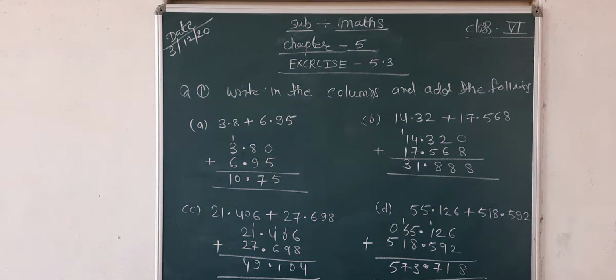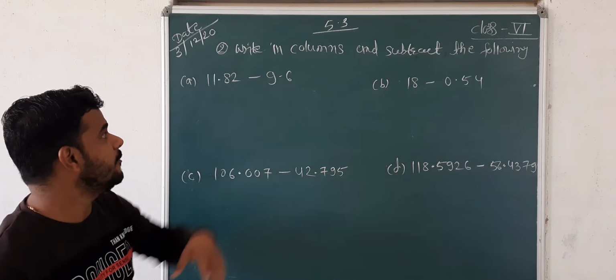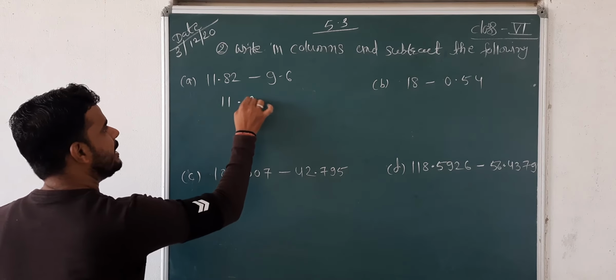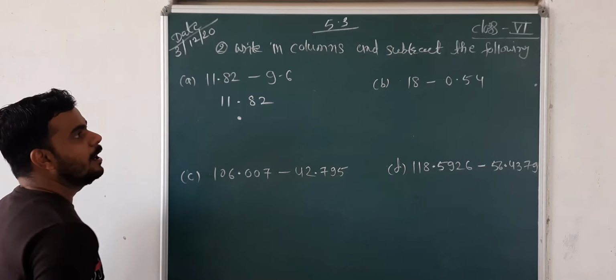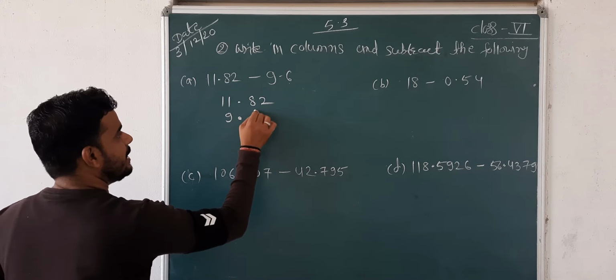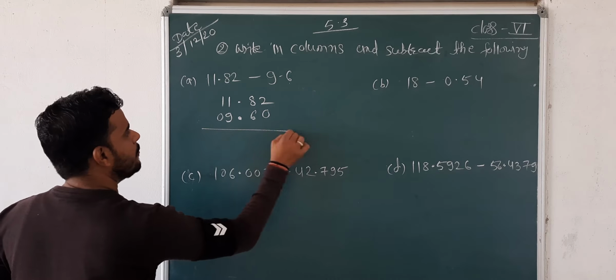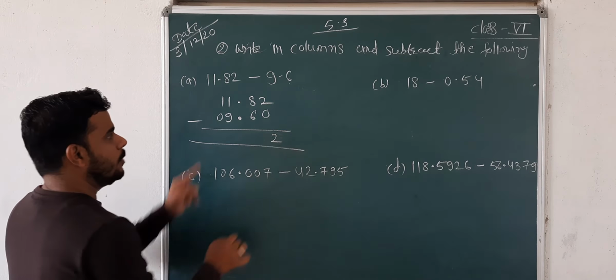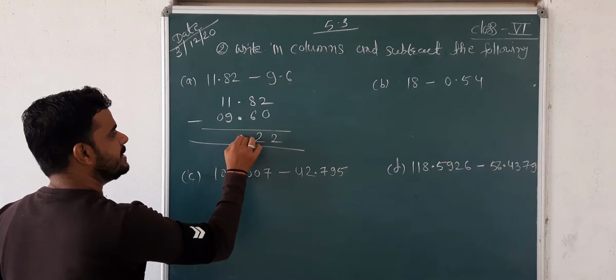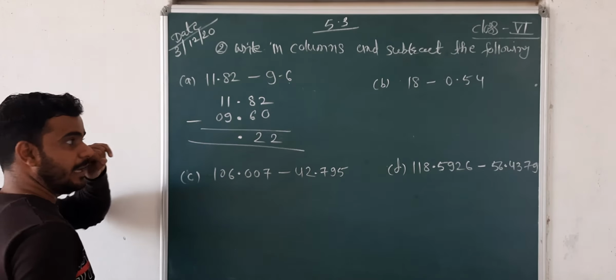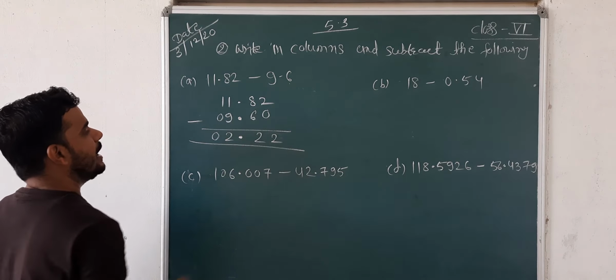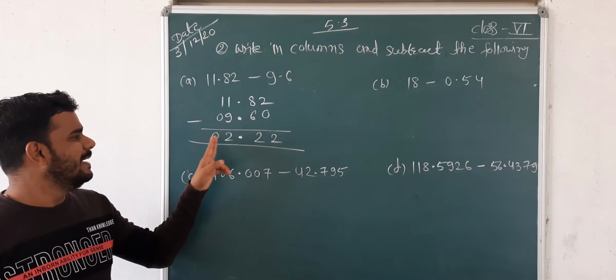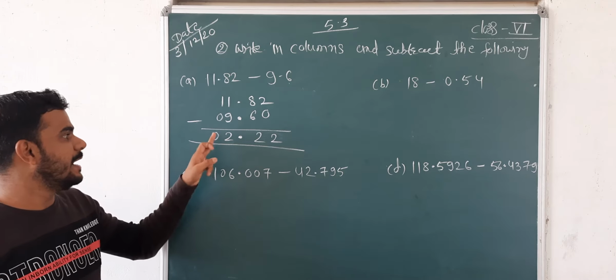The next question is: write in the columns and subtract the following. In the first question, we wrote in the columns and added, and in the second question, we write in the columns and subtract. Same as before, 11.82. In front of the point, you just put the point. The first number is 9, then 9 here, and the second number is 6. In the blank place, put the 0 and 0. Now subtract. 2 minus 0, 2. 8 minus 6, 2. Point as it is. 11 minus 9, 2, and 1 minus 1, then 0. The answer is 02.22. If you want to write the 0, then write, otherwise not. 2.22.